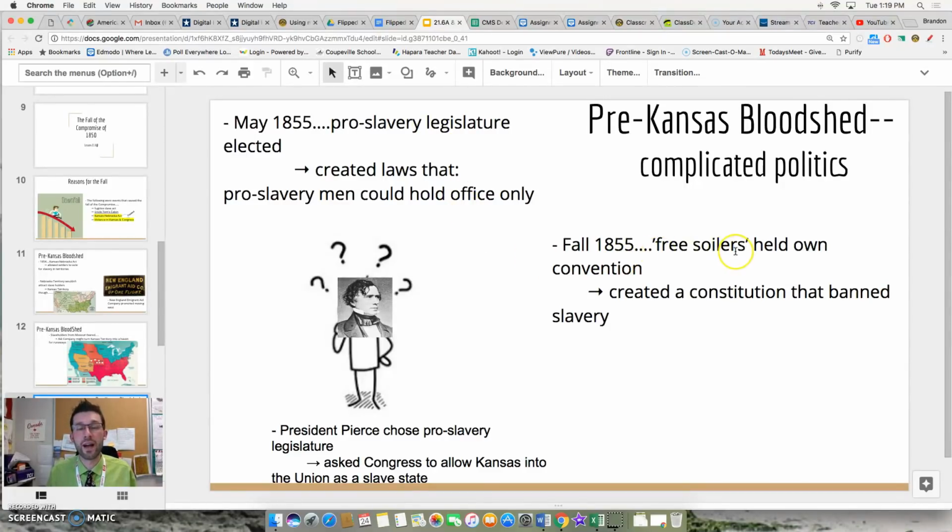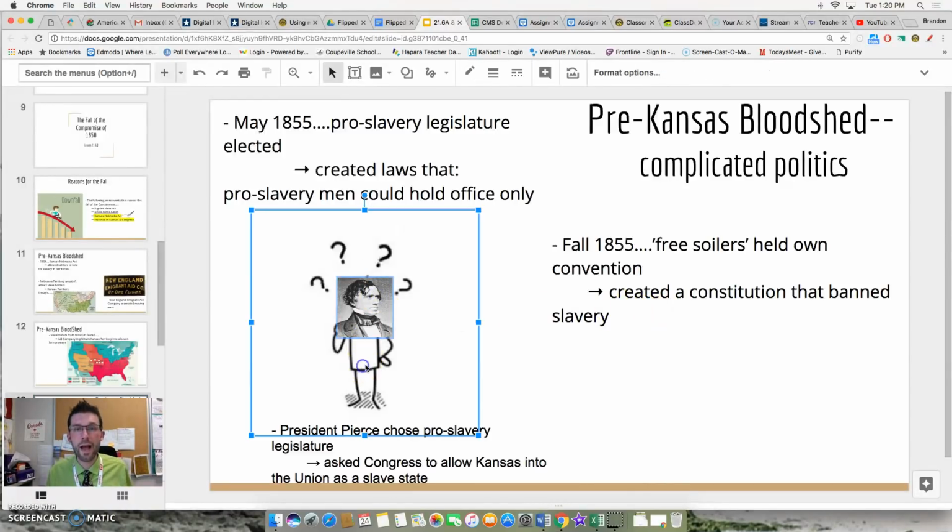Well, in the fall of 1855, the Free Soilers, or those who did not like slavery, held their own political convention in a different part of Kansas. And what did they do? Well, they created their own constitution that banned slavery. So now there's a problem, because now you have two legislatures in Kansas. A state can only have one. So our president at the time, Franklin Pierce, had a decision to make. Which legislature is he going to support and say to Congress, we need to listen to these guys?